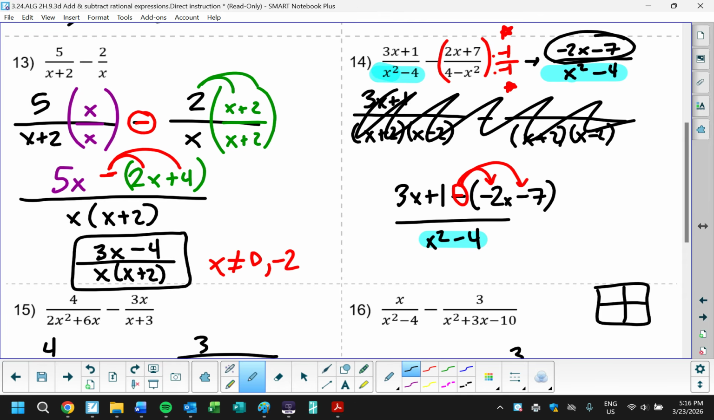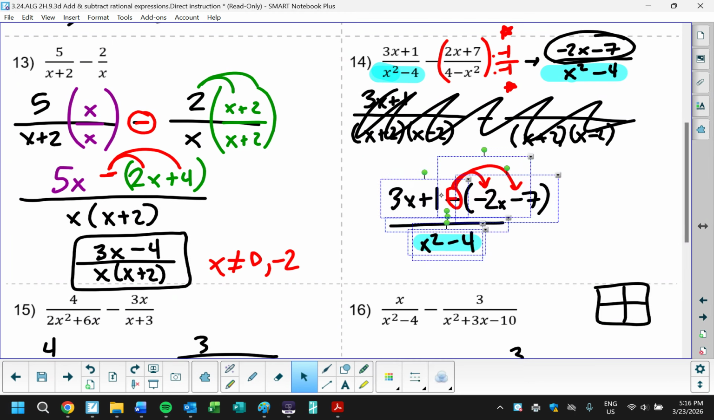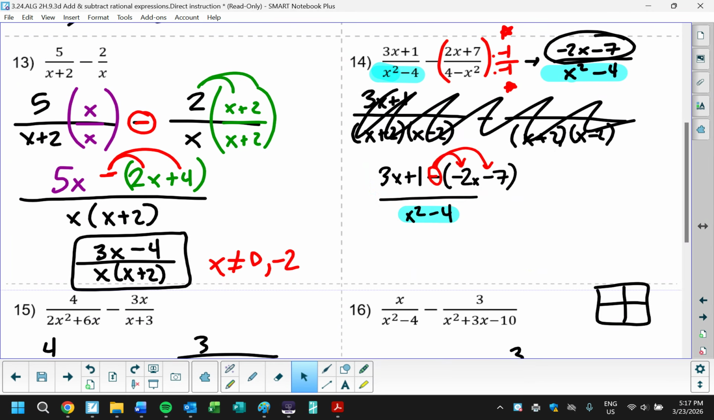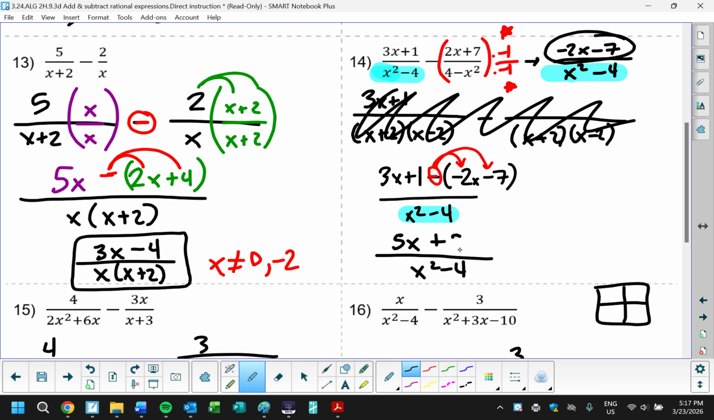So we end up with, sorry for my messy writing here, let me scoot this up a little bit, shrink it down. We end up with a denominator of x squared minus 4. We have 3x minus negative 2x. 3x plus 2x is 5x. We have positive 1 minus negative 7. Positive 1, positive 7 is positive 8.